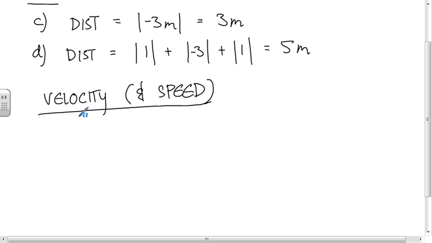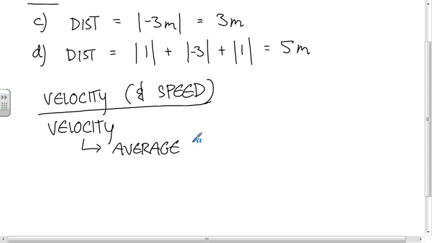And there are two types of velocity that I'm going to introduce. One is average velocity. And one is instantaneous velocity.